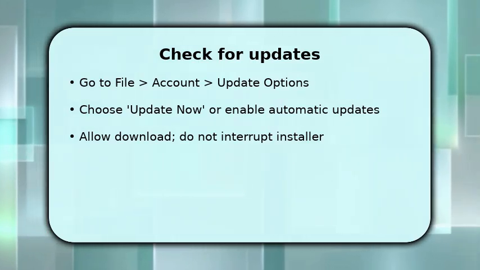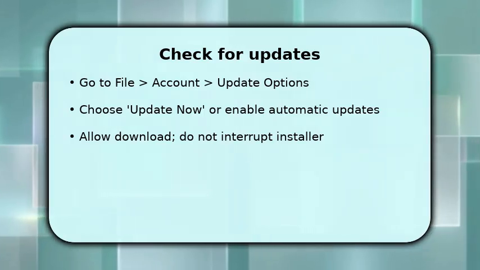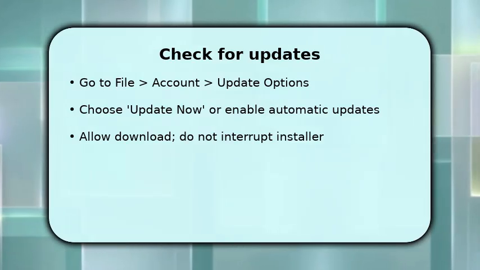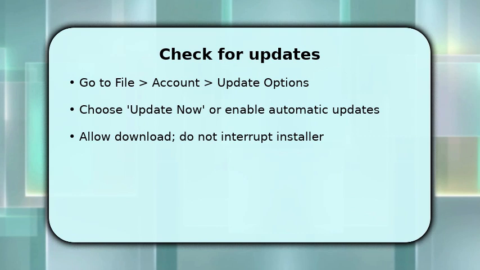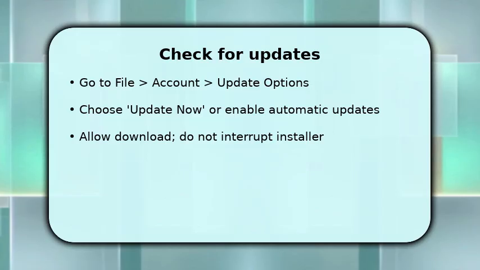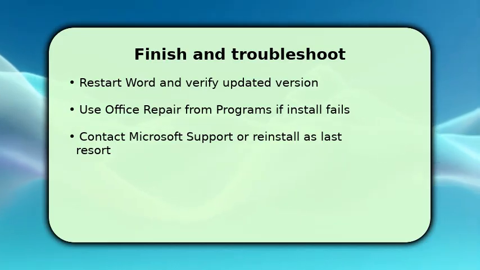During download and installation, let the process run. Interrupting can corrupt files. If reboots are required, save your work beforehand. After installation completes, restart Word to finalize changes and confirm the version number has advanced under Account to ensure the update succeeded. Once the installer finishes, restart Word to load updated components and verify the new version in Account.